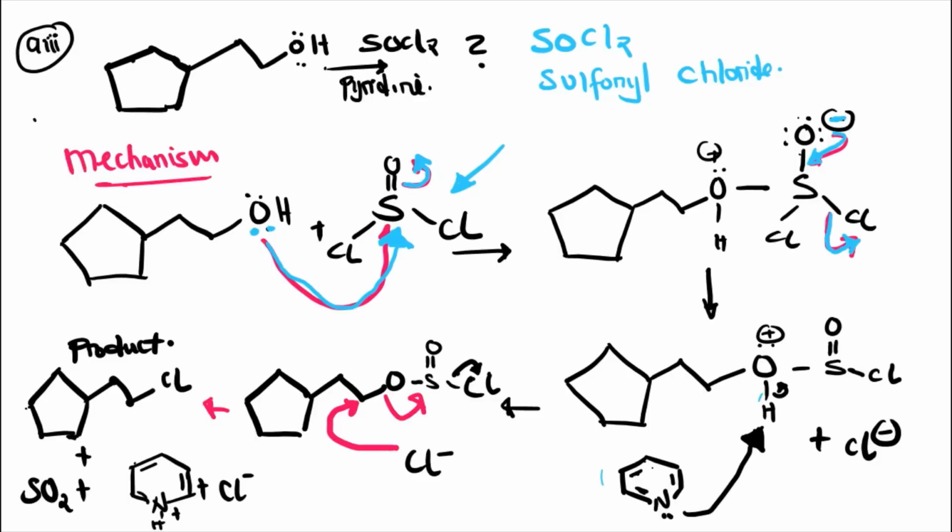Then the chloride that left is still in solution, this chloride here. This chloride that broke off at this step here is going to come and react in an SN2 reaction. React at this carbon here that is connected to carbon and kick out this entire group here.